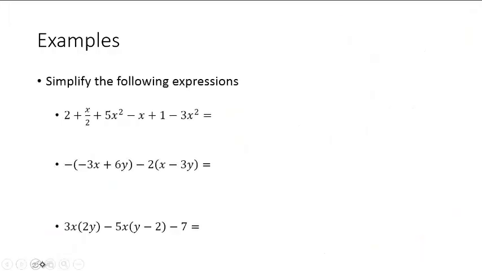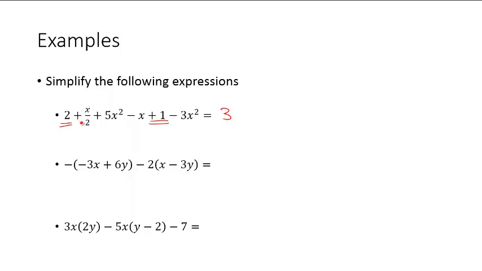Okay, let's look at the first one. The first one says to simplify, and they all say to simplify. But what we want to do here is, because we cannot do anything more to separate the terms, we need to see if there are any like terms. So the 2 does not have an ending, neither does the 1. So those two terms can be combined. 2 plus 1 is 3.